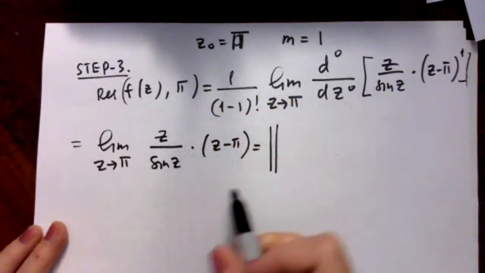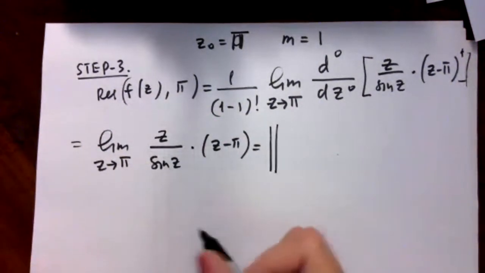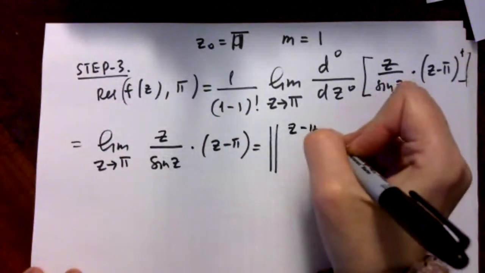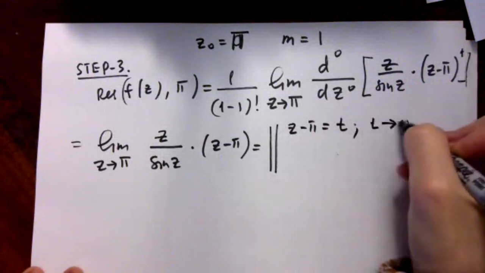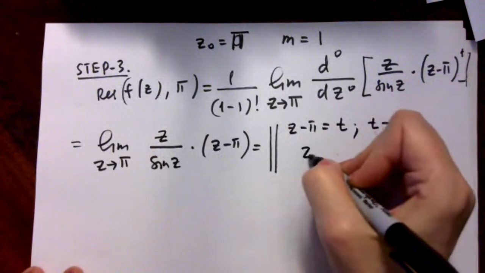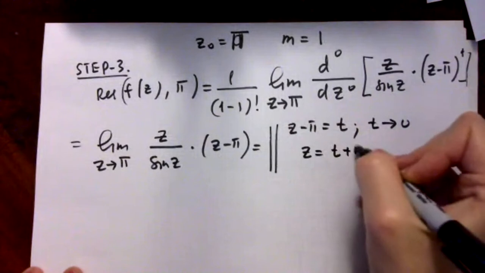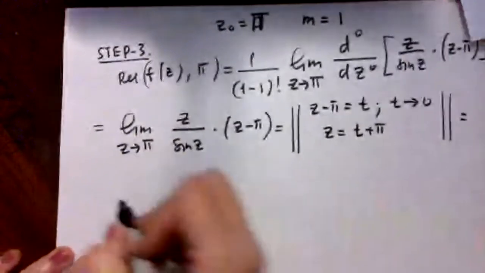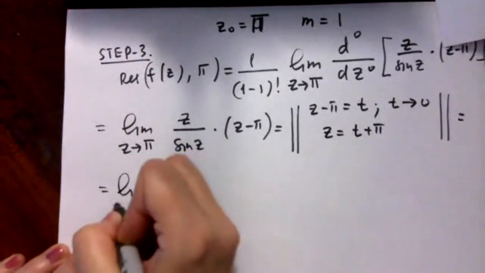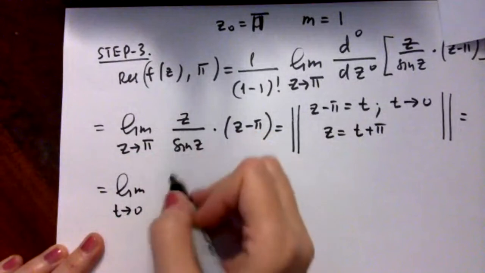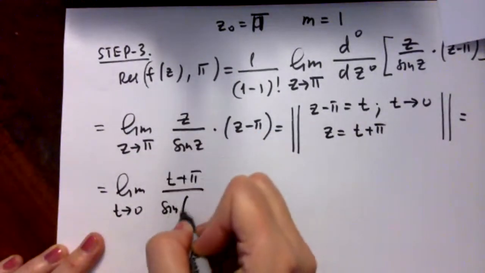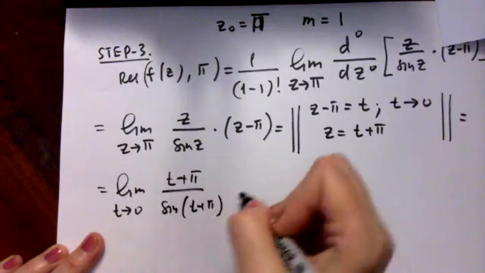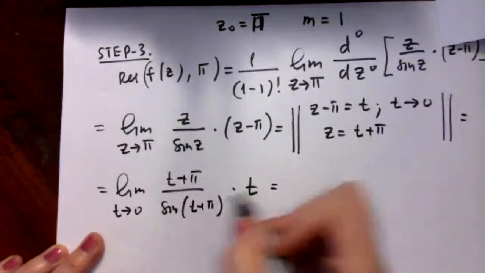And of course, just like in the previous case, it's much more convenient to make this substitution. So z minus pi gets denoted as t. As a result, t will tend to 0. And instead of z, we need to substitute this expression, t plus pi, just like in the previous case. And I'm going to repeat all these simplifications as well. So instead of z, I'm plugging in t plus pi, sine of t plus pi, and this is just t.